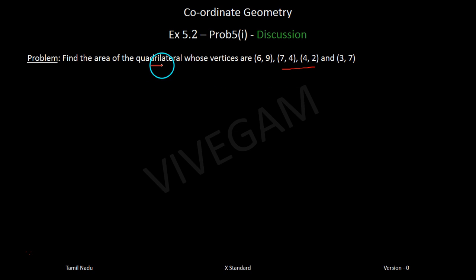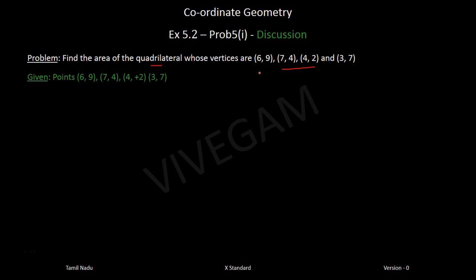It's a quadrilateral, right? And we have to draw a diagram, roughly, and after drawing the diagram we'll have to select the points in the counterclockwise direction. Otherwise we'll get the area negative. It's the same as in the case of the triangle.